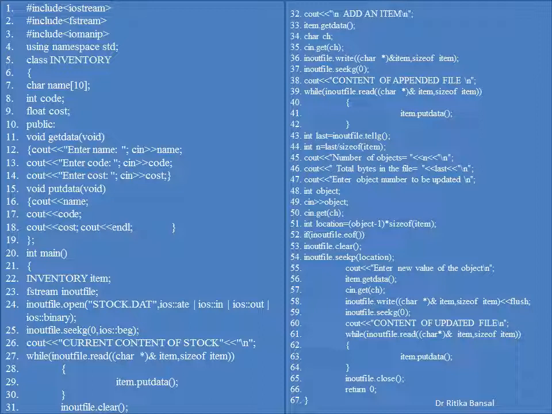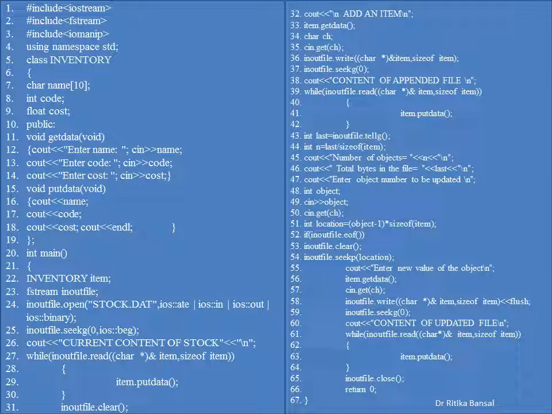Why are we opening in ate mode? We have two modes, app mode and ate mode. App mode opens the file and we are not able to modify the existing contents, and we reach the end of the file, but through ate mode we can open the file and read the existing contents as well as modify them. No doubt the pointer is at the end of the file, but we can modify the existing contents through ate mode.